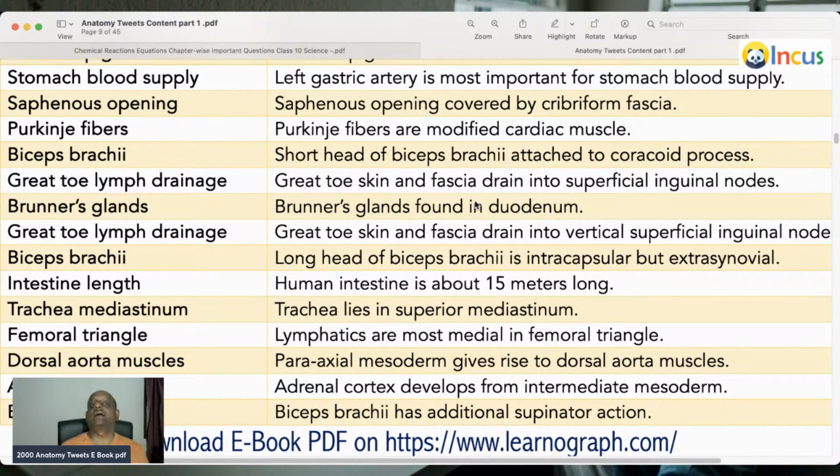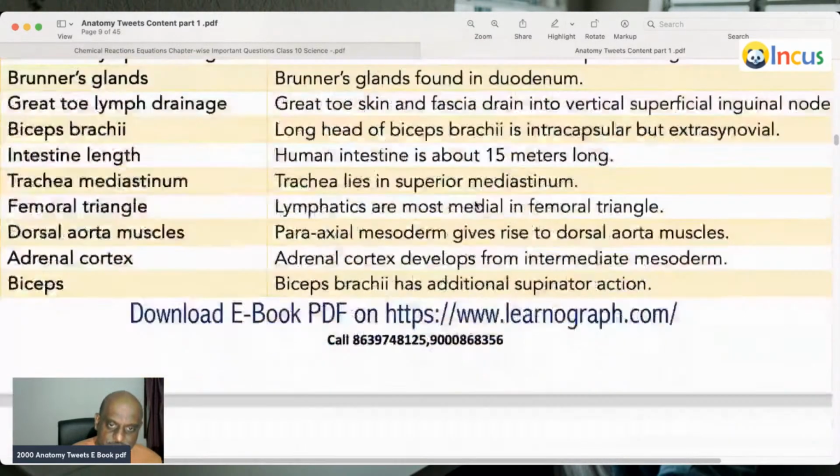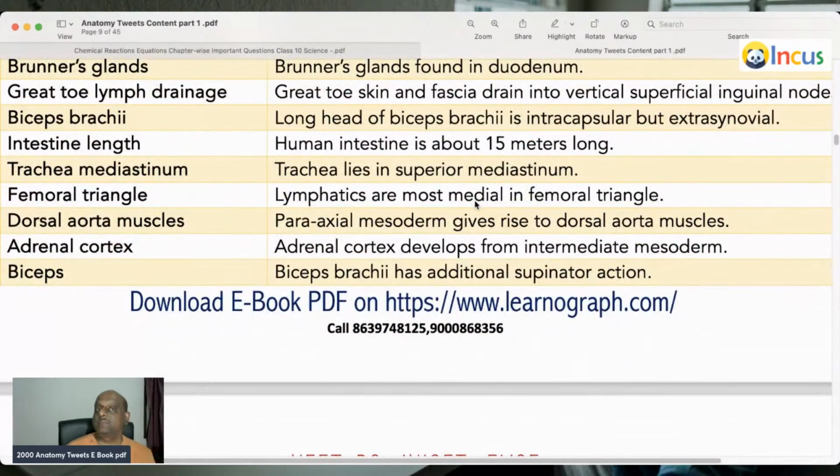Dorsal aorta muscularis arises from muscular layer, arises from paraxial mesoderm. Adrenal cortex develops from intermediate mesoderm. So you should know different forms of mesoderm, what arises from each of them. You need to be very, very sure about it.